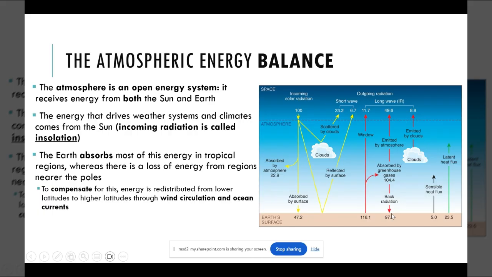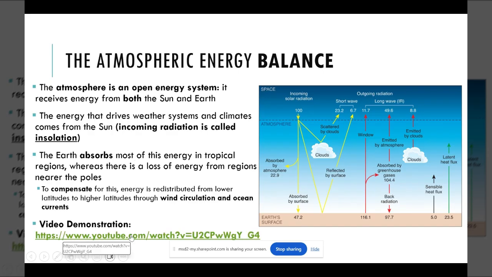I'll talk about it in a second because this is more than 100. This is because there's already energy in there. This is a constant process going back and forth. It's not just one way in, one way out. So to compensate for the differences in energy, it gets redistributed from lower latitudes to higher latitudes, and that's usually as a result of wind circulation and ocean currents. It's redistributing the heat insolation from the sun.